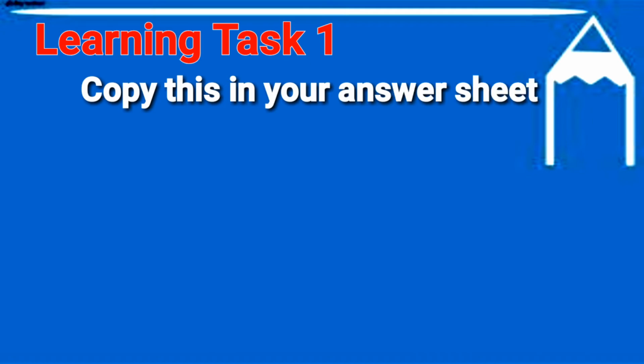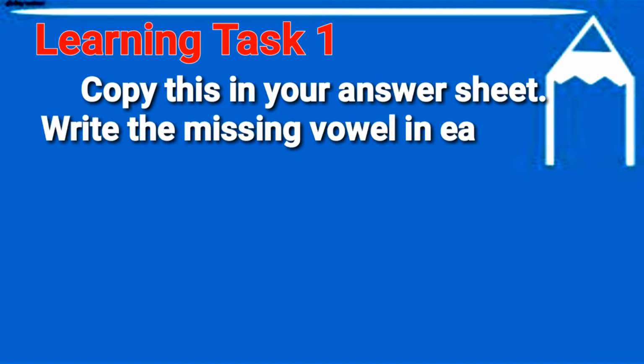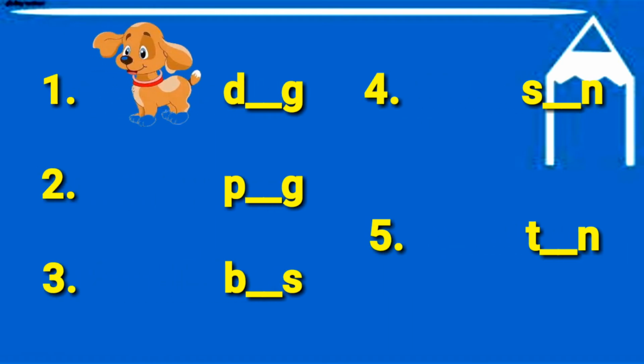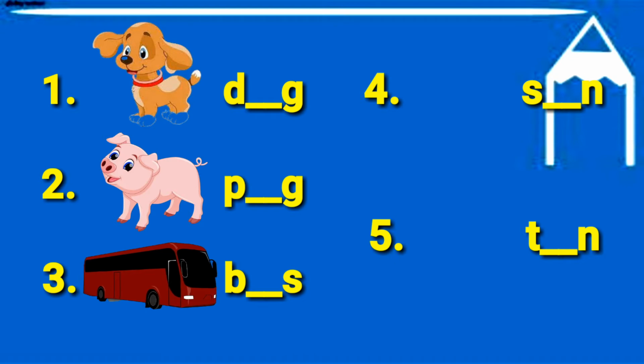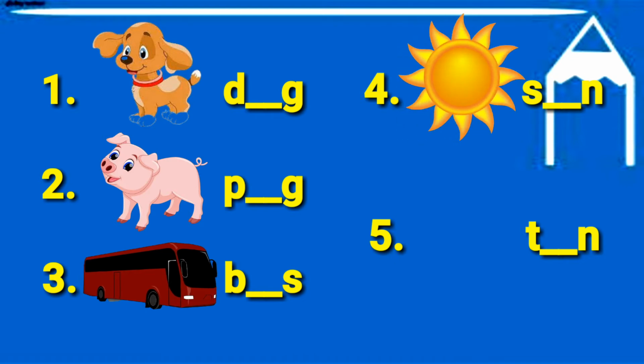Learning test number 1. Copy this in your answer sheet. Write the missing vowel in each word. Number 1. Look at the picture. What is that? What is the missing vowel? How about number 2? 3, 4, 5.